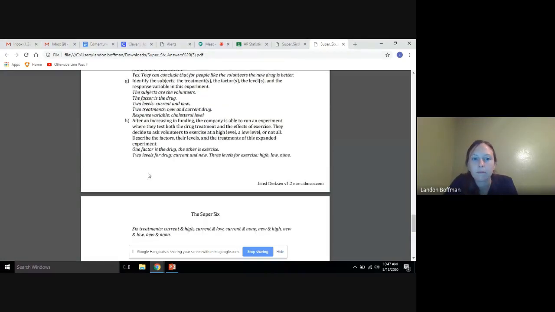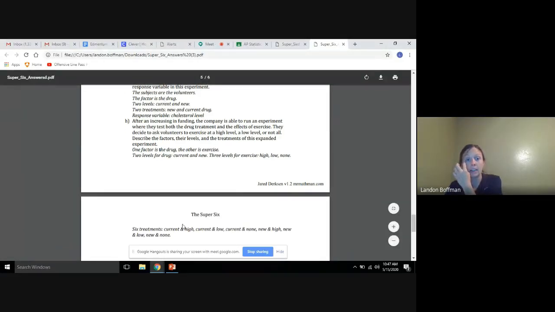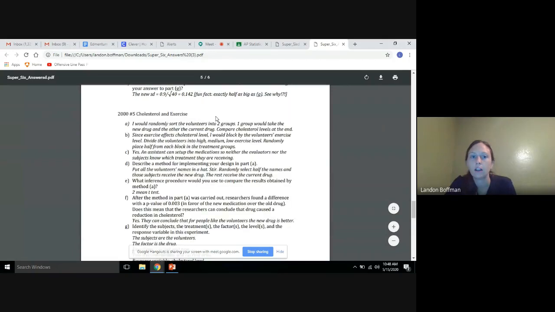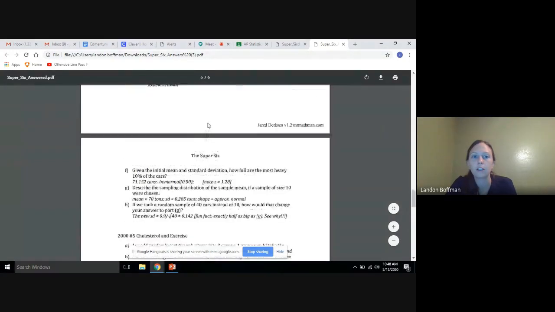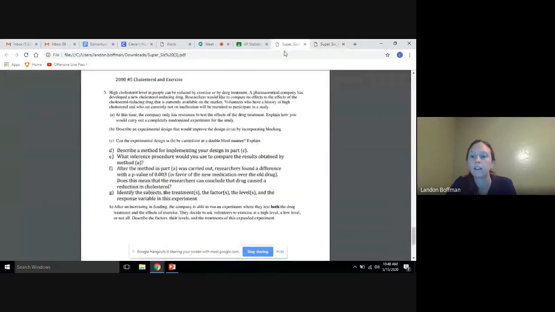Does that make sense? Just think about treatment as the end, all the different combinations. If you only have 1 factor, combinations is just the different versions they give. But if you have 2 different factors, it's going to be a little bit more. Any questions on those before we move on?